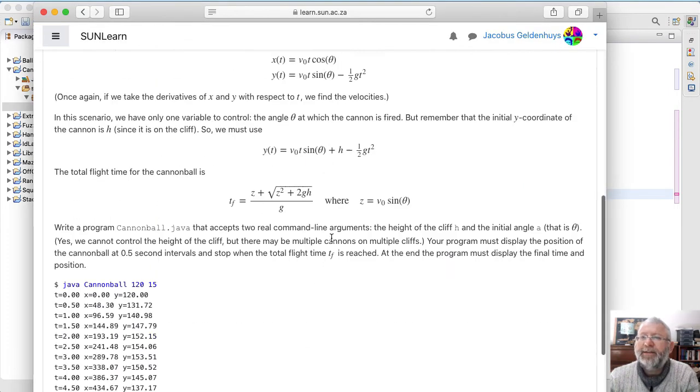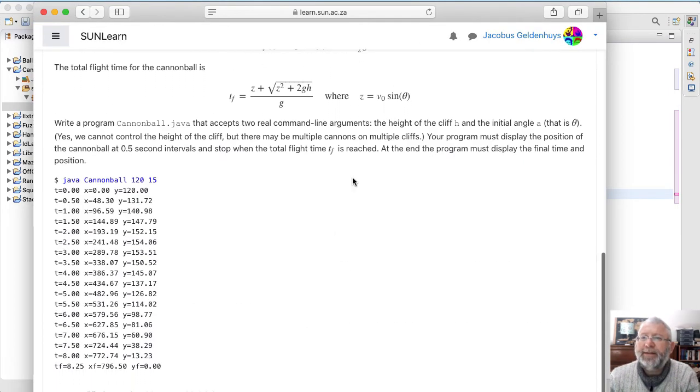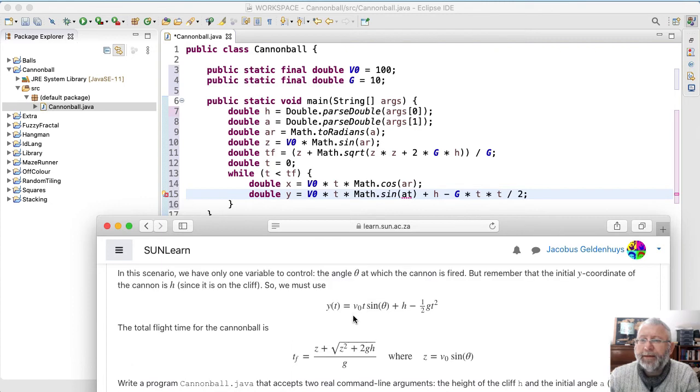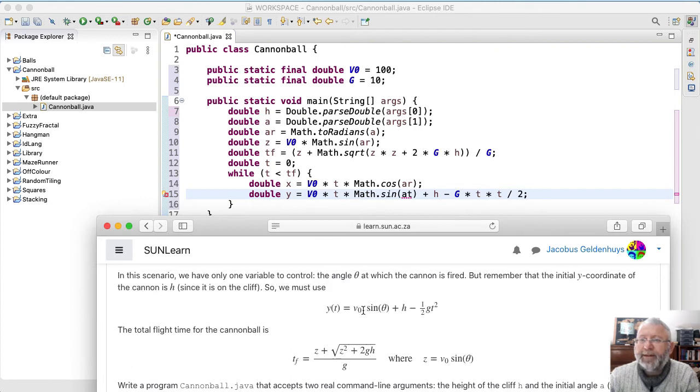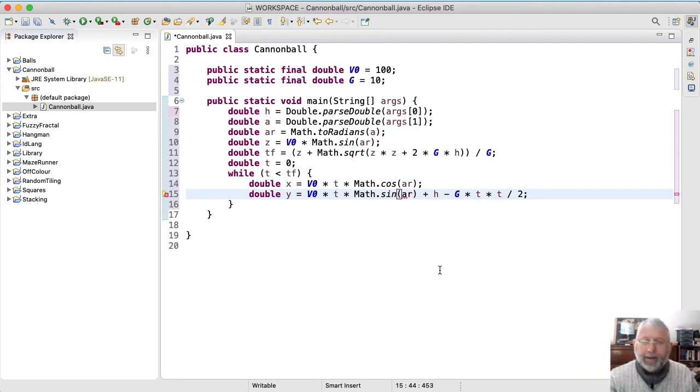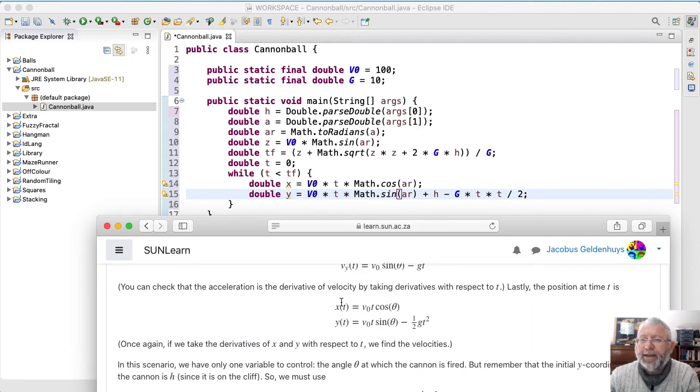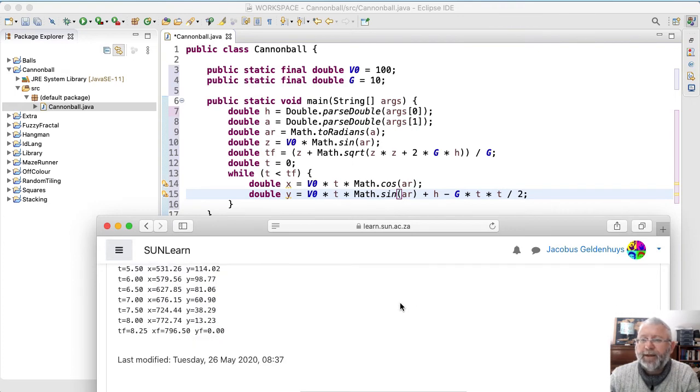Let's just double check if that's correct, because I can easily see that I've made a mistake here. So that's the wrong formula. V0 times T times the sine of AR plus the height minus G times T squared divided by 2, that's subtracted. And X, let's double check, V0 times T times the cosine of AR. Okay, I think that's correct.